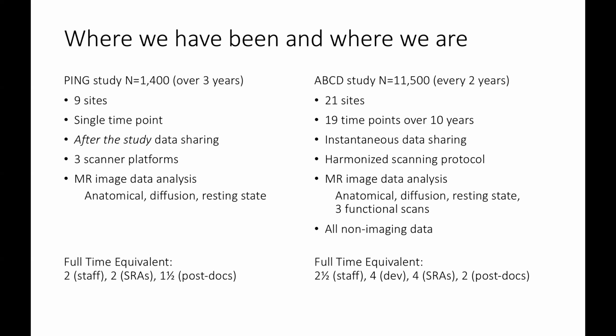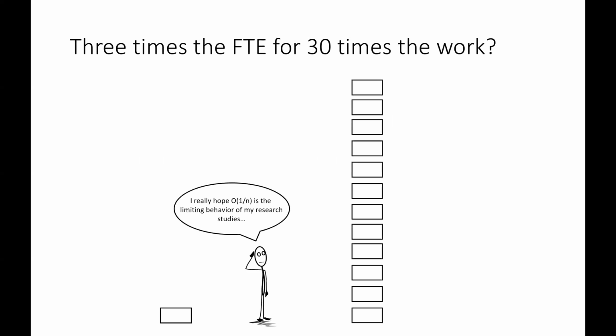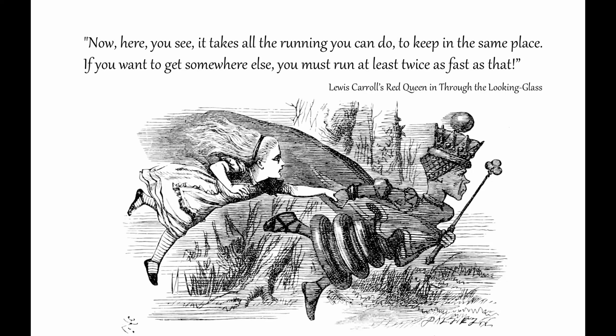So once you collect the data and you do data analysis for image data on the PLING study, how did we change it to end up with ABCD study data? It is like a factor of 10, maybe a factor of 30. It depends how you count. We have a bigger study, and about 30 times more visits for participants to work with, but we only have a nominal increase in the amount of people working on it, like 3 times more FTE for 30 times more work.